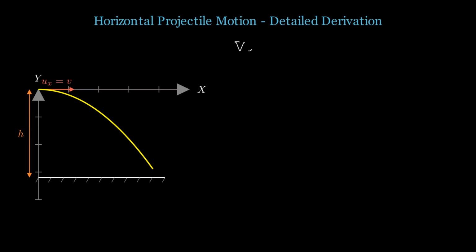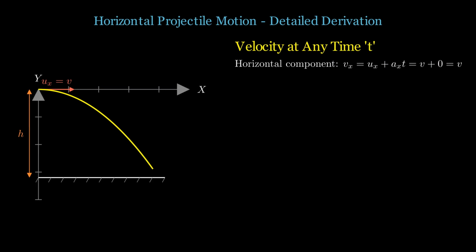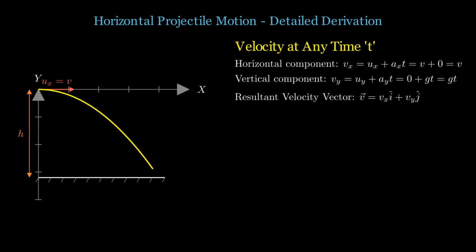We might also be asked about the velocity of this projectile at any time t. In that case, we will have to study the horizontal and the vertical components separately. The horizontal component at any instant will be given by vx = ux + ax t. Since acceleration is 0, vx will always be v. The vertical component on the other side will be equal to gt since initial velocity along the y-axis is 0. This way, we can write the velocity vector as vx î + vy ĵ, the magnitude of which will be given by the square root of vx² + vy². On substituting the values, we get the magnitude as √(v² + g²t²).